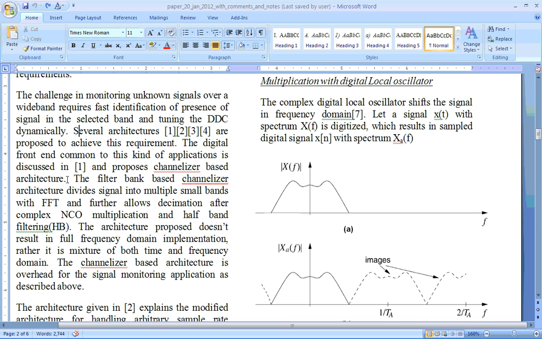A channelizer is simply a parallel filter bank. You can achieve a parallel filter bank by implementing multiple FIR filters in parallel, or you can employ an FFT, which you can use as a parallel filter bank. If you have a 64-point FFT, it can be considered as basically 64 parallel FIR filters. That is what we mean by channelizer.